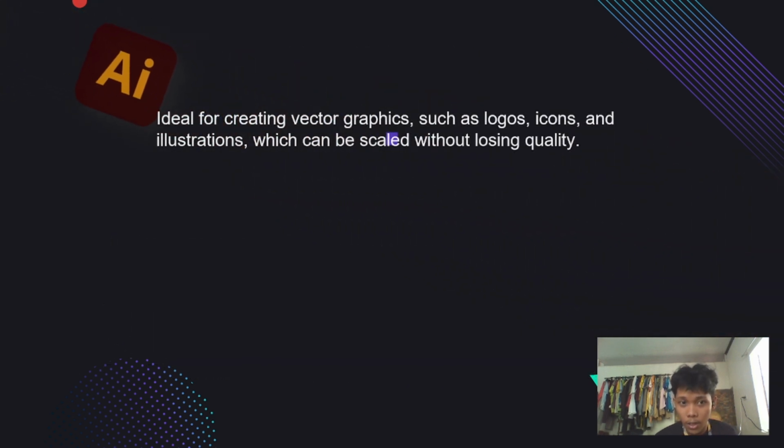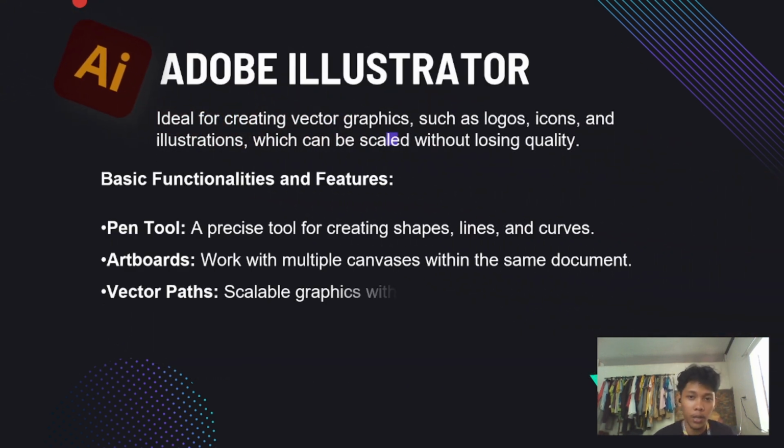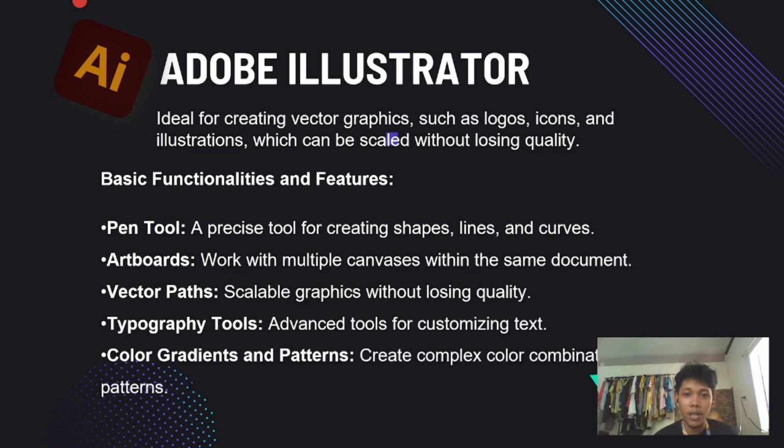Let's go to Illustrator. Illustrator is more of a vector graphic tool. Vector graphics can be scaled without losing quality. Even if you zoom out or zoom in on a vector, it will not lose its quality. Basic functionalities and features include the pen tool, anchor points, vector paths, typography, and color gradients and patterns. Though Illustrator has no photo manipulation, it is used for logo making, font designing, etc. Like these vector types.